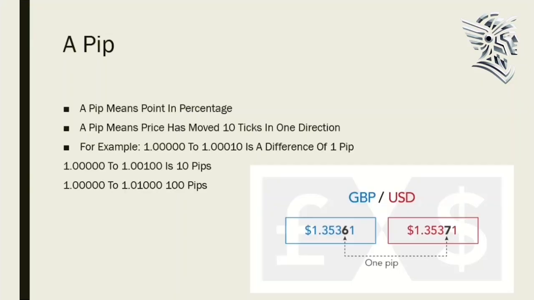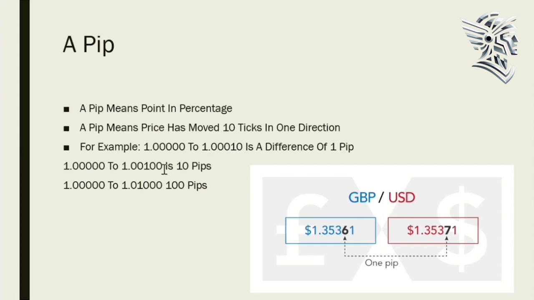So before we get into this, I'd like to quickly touch on what a pip is. A pip is a measurement in the forex market, and it means a point in percentage. Basically, it means that prices move 10 individual movements or 10 ticks in one direction. For example, you see 1.00000 to 1.00010 is a difference of 1 pip. So it's not the last digit, it's the one before that. If that changes by 1, then it's gone up by 1 pip. If that changes from 0 to 2, 2 pips. 0 to 3, 3 pips, and so on like that.